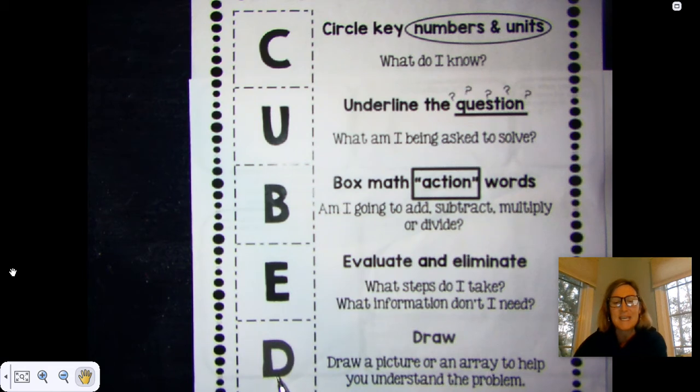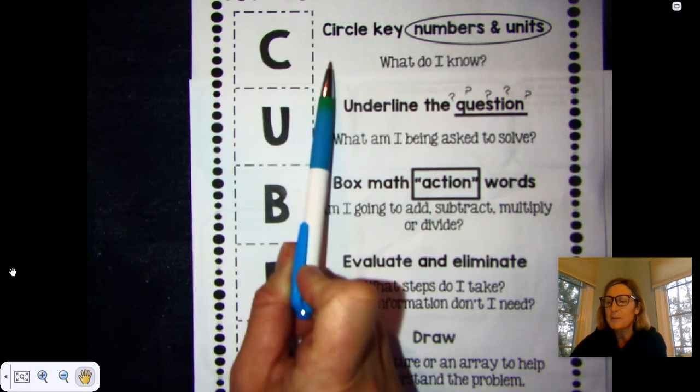And last, the S in CUBES means solve, and this is a really, really important part of solving word problems. Lots of times with word problems, the math part isn't as hard, but it's all the information that you're given. And if you draw a picture, an array, to help you understand the problem, that will really help.